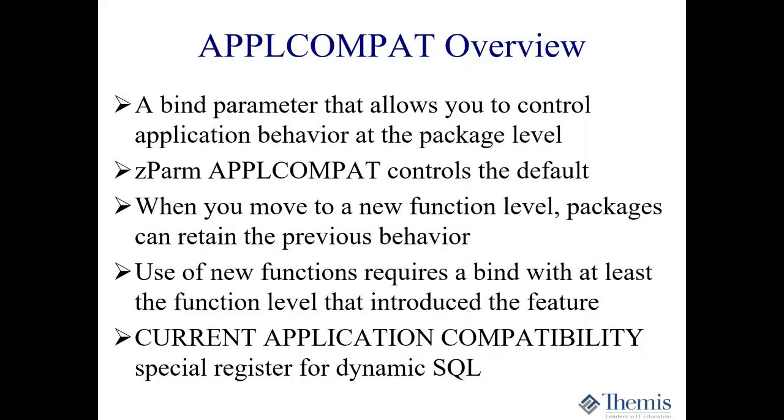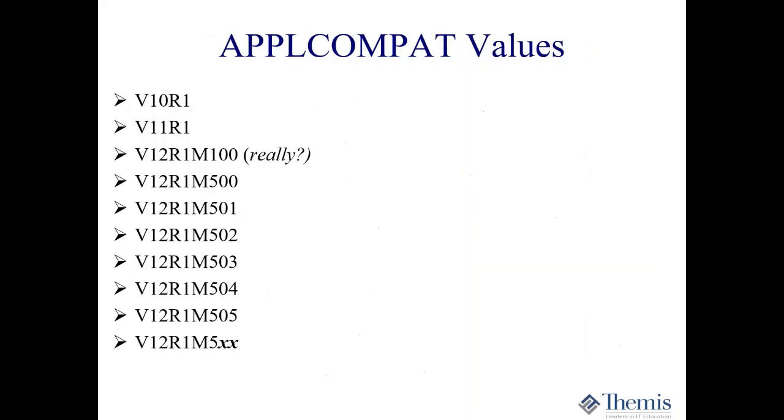Right? Your subsystem may be at M504, but you have an application that can't tolerate that new behavior, so it's still pretending it's on version 11. And we control all of that with the APPLCOMPAT bind parameter. There's a ZPARM called APPLCOMPAT, which controls the default for the bind parameter. And for dynamic SQL, you have a special register called current application compatibility, which will override whatever the bind says. Okay, so we'll talk about that a little bit more going forward.